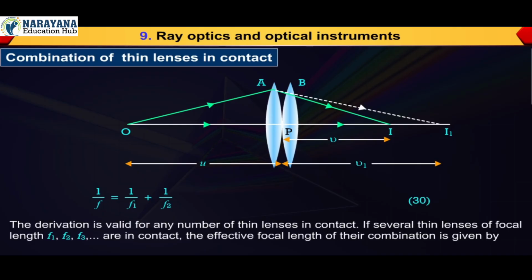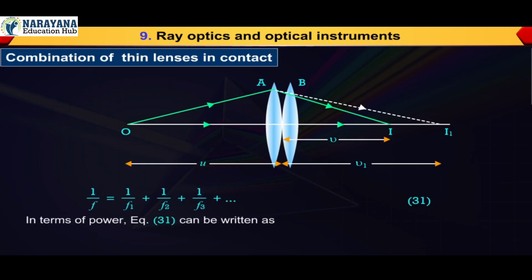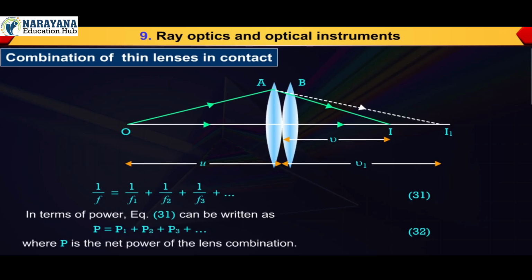If several thin lenses of focal lengths f1, f2, f3 and so on are in contact, the effective focal length of their combination is given by 1/f = 1/f1 + 1/f2 + 1/f3 + and so on. Equation 31. In terms of power, equation 31 can be written as P = P1 + P2 + P3 + and so on. Equation 32, where P is the net power of the lens combination.